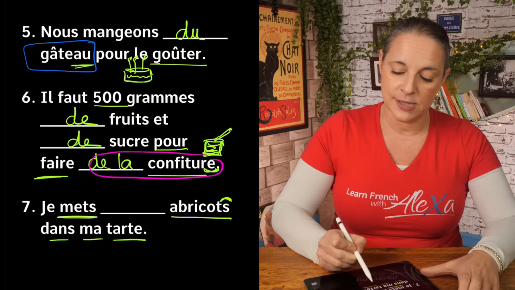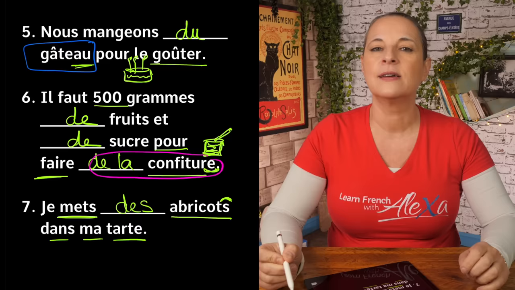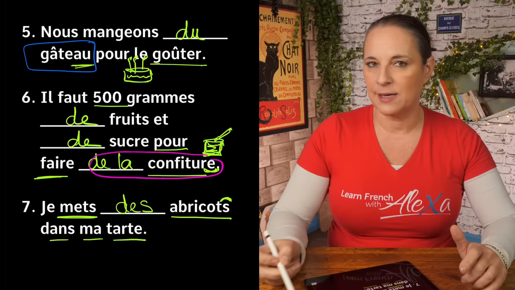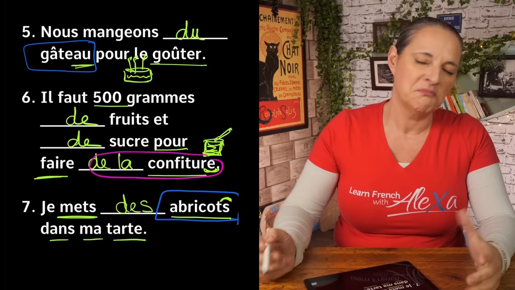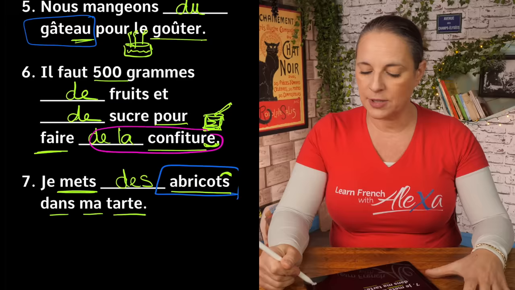And the plural partitive is des. Okay? So des abricots. It doesn't stop me from saying that actually in its singular form, un abricot is masculine. So if you wanted, I can color code it because I know it's masculine, un abricot. Je mets des abricots dans ma tarte. I put apricots in my tart. Okay, let's have a look at the last three.